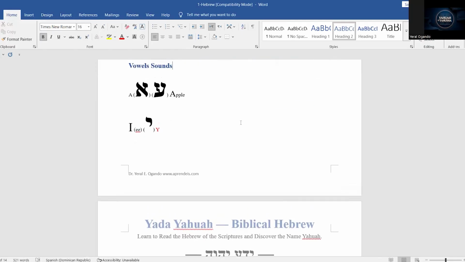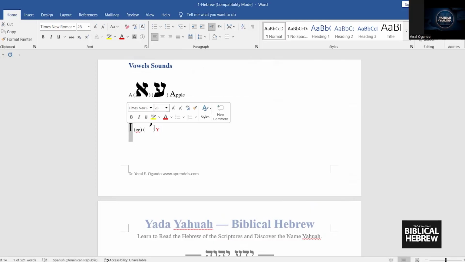Reviewing, we have 3 or 4 vowel sounds. The first one is A, as in apple, represented by these 2 letters. The second one is E, which we're going to find everywhere as I, but it's pronounced like E, or Y, which is always pronounced like E.